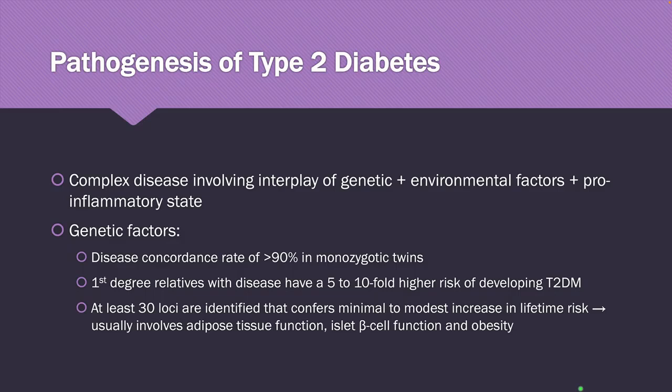In type 2 naman, it's a very complex disease involving interplay again of genetic and environmental factors plus a pro-inflammatory state. Genetic factors, baka likely na meron since they see na there is a very high concordance between monozygotic twins and between first degree relatives. However, there are a lot of loci that confers lifetime risk, around 30. So, you can't pinpoint one genetic cause for DM.